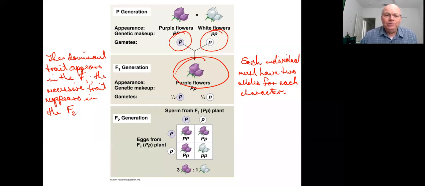Now, in order to try and explain the 3-to-1 ratio, I'm not sure how Mendel went about doing it, but in the modern day, we use what is referred to as a Punnett square.